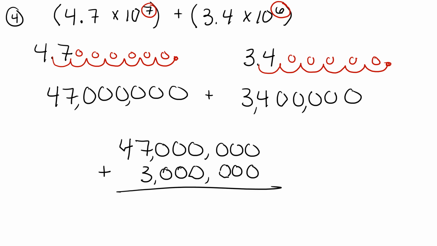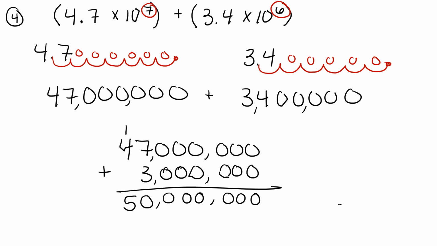Notice how we line them up so the zeros match at the ends. All of our zeros, 0 plus zeros, add up to 0. The 7 plus 3 would add up to 10, so put down the 0, carry the 1. And the 1 plus 4 would give us 5. 50 million would be our final answer.